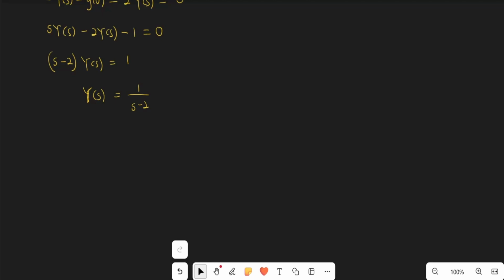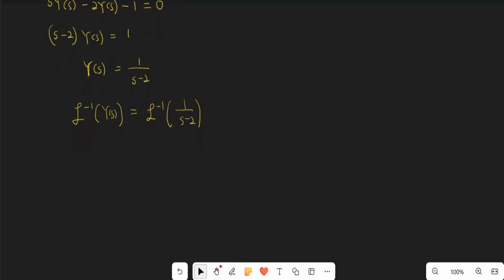What we have to do is to now take the Laplace inverse of this function. So now we have to take the Laplace inverse of Y of s, and we do the same thing to the right hand side, the Laplace inverse of 1 over s minus 2. So taking the Laplace inverse of capital Y of s, that is going to return y of t, and this is equal to the Laplace inverse of 1 over s minus 2.